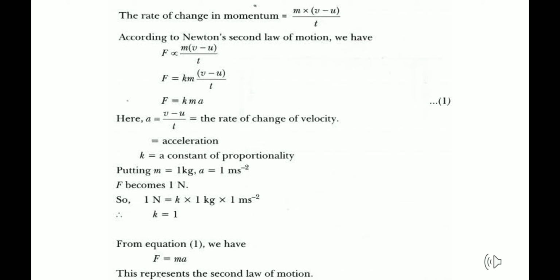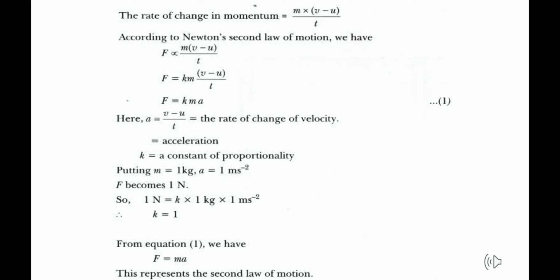Now let us find the value of k. Putting m equal to 1 kg, acceleration equal to 1 meter per second square, F becomes 1 newton. So 1 newton is equal to k into 1 kg into 1 meter per second square. So k comes to 1 over here. So in all the cases where we are applying Newton's second law, we take the proportionality constant k as 1. Now from here we derive that Newton's second law is F is equal to ma, where the proportionality constant k is 1.